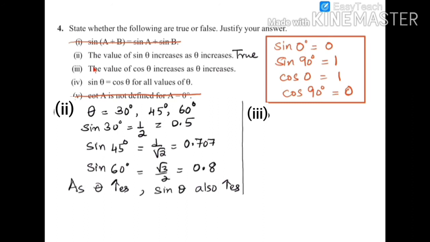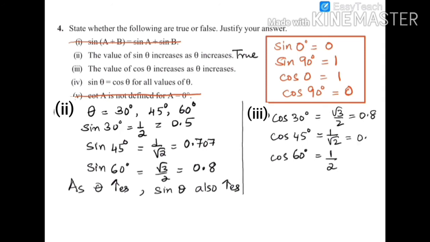Look at the third statement. The value of cos theta increases as theta increases. So we are going to do the same thing here for these three angles. We will find cos theta. So cos 30 degrees, cos 45 degrees and cos 60 degrees. The values for these ratios should be on your fingertips by now. Cos 30 degrees is root 3 upon 2. Cos 45 degrees is 1 upon root 2 and cos 60 degrees is 1 upon 2. So we have already calculated these numbers, which are 0.8, 0.7 and 0.5.